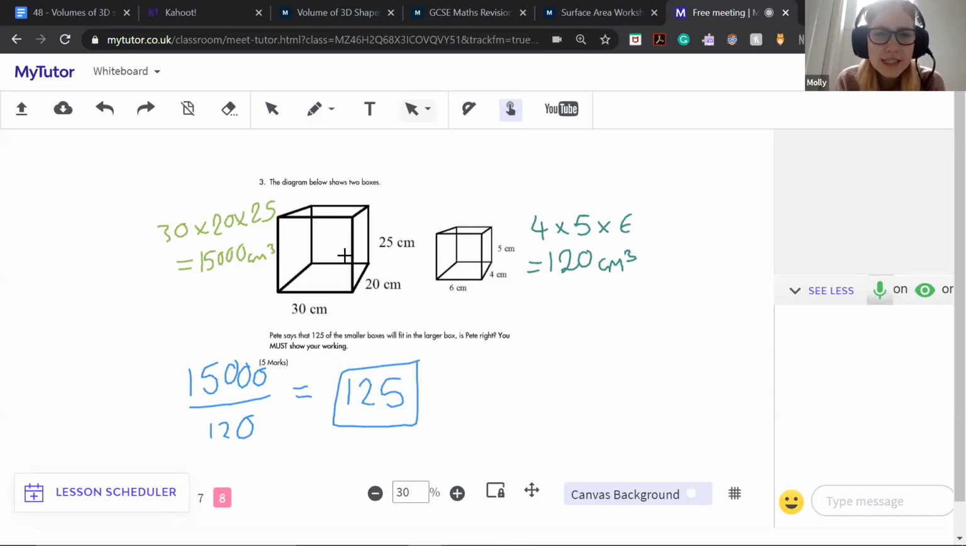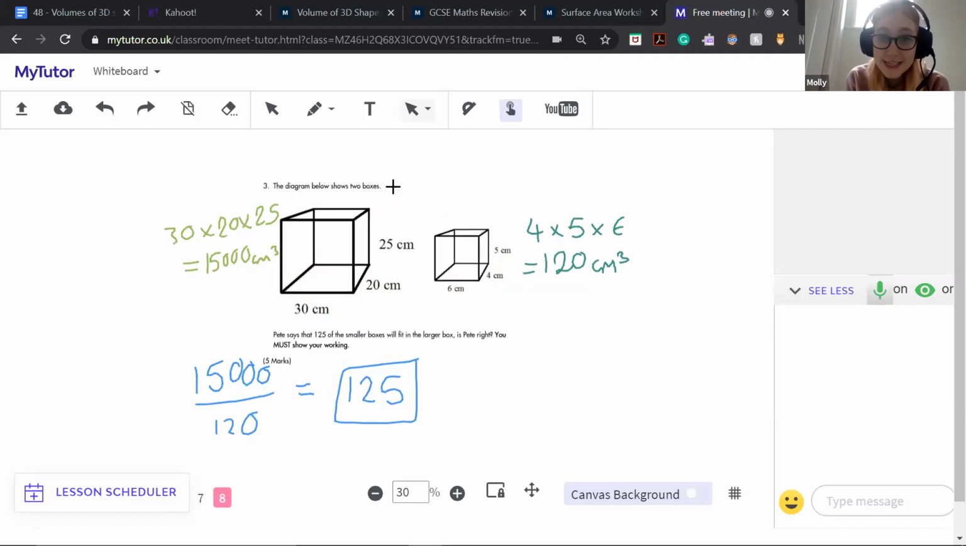Now, I don't know personally if there's a real process for thinking about this, but the way that I could tell is that this box is this one, but scaled up by 5. Can you see that? Because 6 times 5 is 30, 4 times 5 is 20, and 5 times 5 is 25. And because it's scaled up, they're going to fit exactly in there. The reason that it's 125 is because it's scaled up by 5, and 125 is 5 cubed.